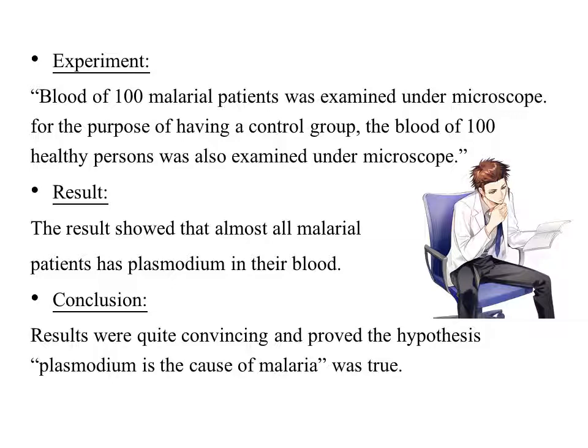Two groups were formed. Number one is called the control group, in which the blood of 100 healthy persons was examined under the microscope, and number 2 group, that is the experimental group, in which the blood of 100 malarial patients was examined under the microscope. Results showed that almost all malarial patients have Plasmodium in their blood. Along with that, 7 out of 10 healthy persons also had Plasmodium in their blood, but they don't have malaria.